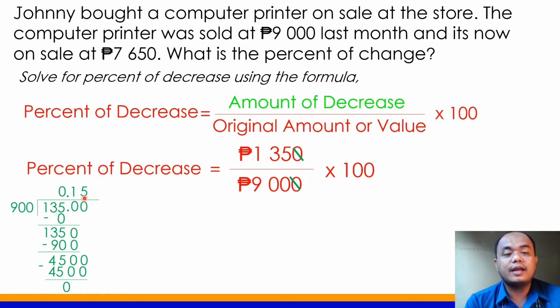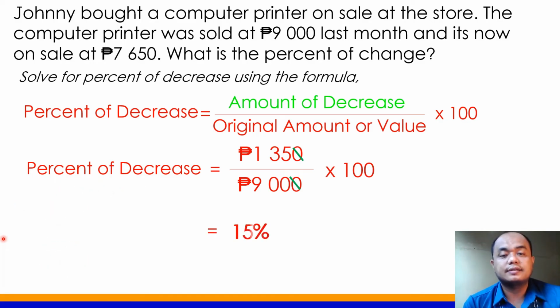Hindi pa ito final answer, class, kasi i-multiply pa natin ito sa 100, di ba? So, multiply natin sa 100 para to make it percent or rate form. Paano nga ulit yung shortcut ng pag-multiply sa 100 kapag decimal number ang kanyang kasama? Yes, you just move 2 decimal places to the right. Yan. Okay? So, yung decimal point na to malilipat na dito. No? So, ibig sabihin, ang ating final answer ay 15%. Okay? So, 15% na ang ating percent of decrease.